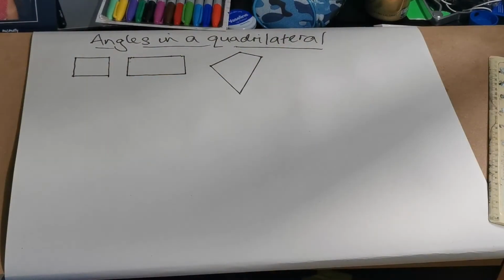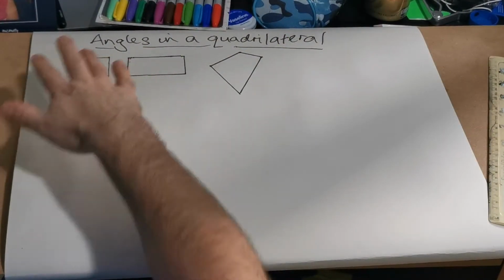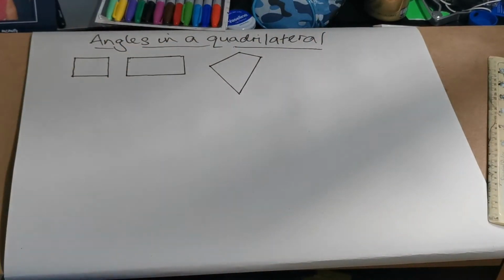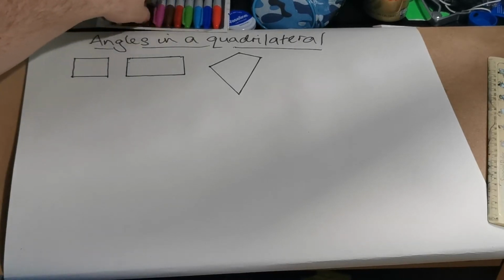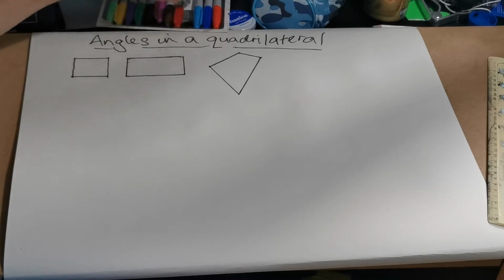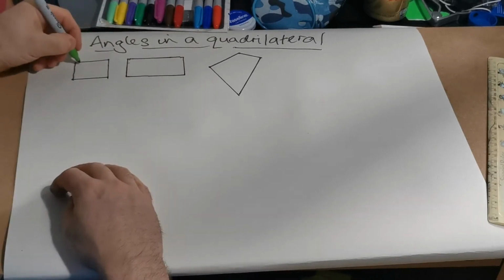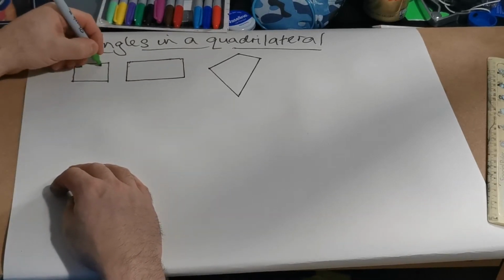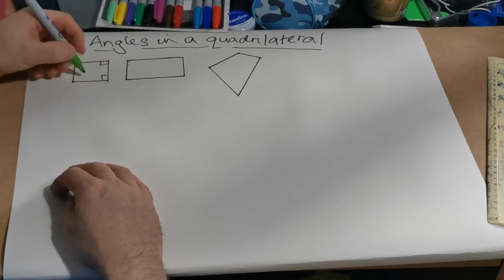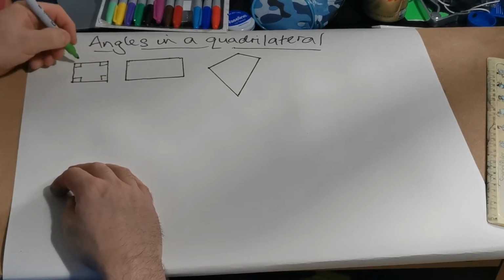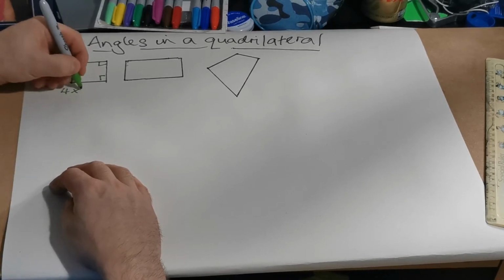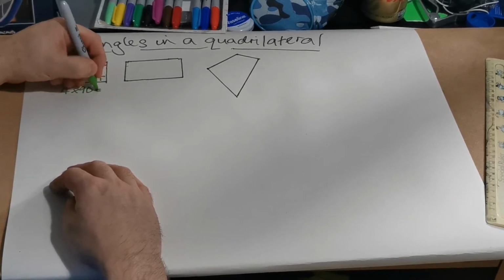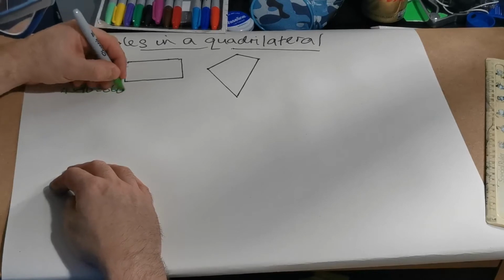Hi guys, I dare say many of you would be able to tell me about the angles in a four-sided shape from the knowledge that you know about squares and rectangles. You could look at this and say, okay, that's a right angle, that's a right angle, that's a right angle, and that's a right angle. A right angle is 90 degrees. I've got four lots of 90 degrees, so that would be 360 degrees.